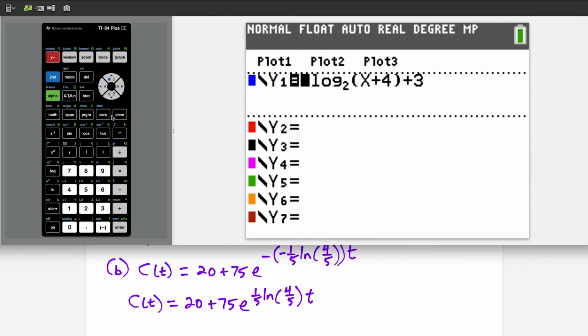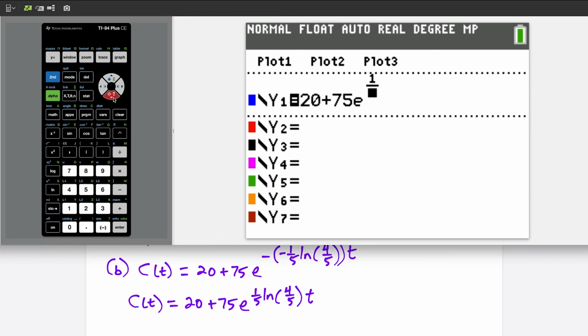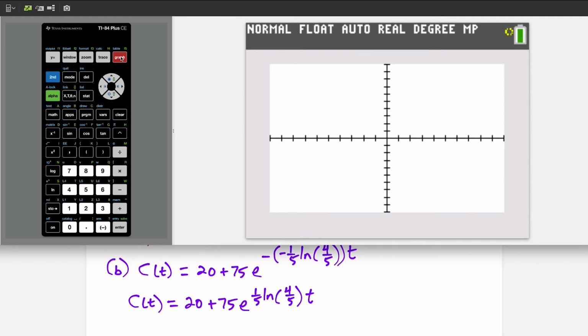So I'm going to go over to the y equals, and we'll type in the function. We have 20 plus 75 times e, second natural log, and now we have 1/5. For this one, I'll just press alpha y equals enter to pull up the fraction, and we have 1 over 5. I press the right arrow, and then I have natural log of 4/5. I close the parentheses, and then I tack on my variable like this. In the second line, I'm going to put 50 because we want to know when the temperature is going to be 50. So we press graph, and we think, oh no, I can't see anything.